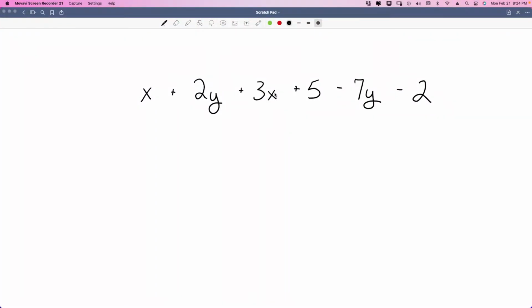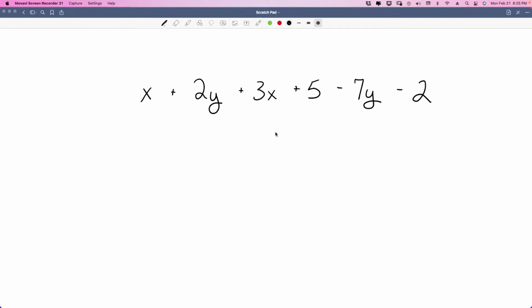The terms of an algebraic expression are separated by plus and minus signs. This expression has 6 terms. This is a term, this is a term, this is a term, this is a term, this is a term, and this is a term. We can simplify this expression by combining all the terms that are the same.